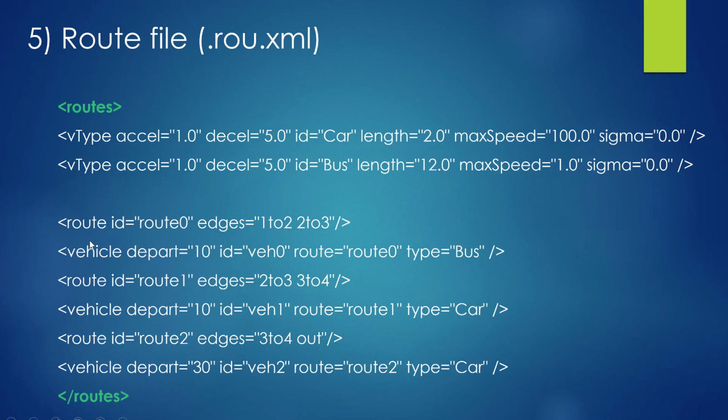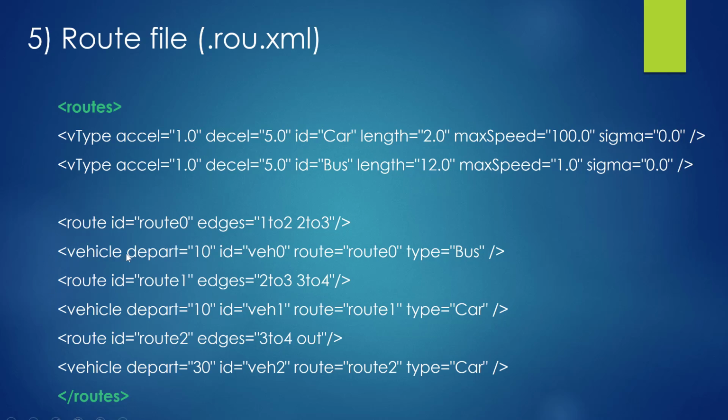Here we have the route ID. We define the route ID. You can define anything here. And the edges: from 1 to 2, and then it goes to the edge 2 to 3, and so on. So this is how we define our route.